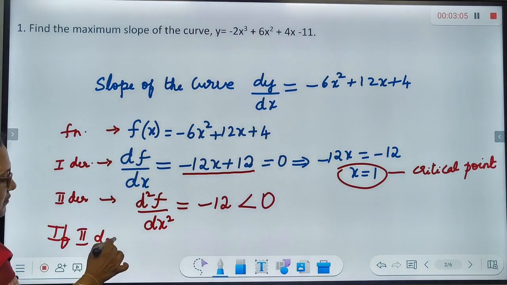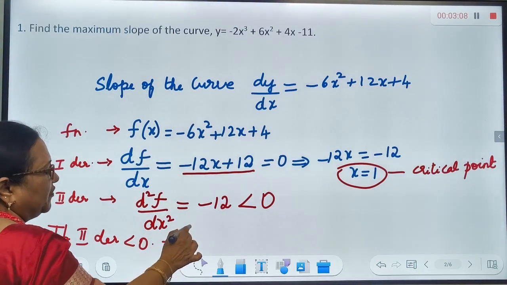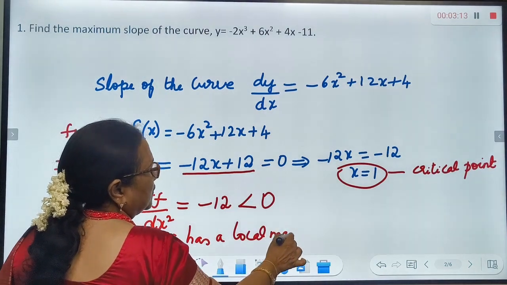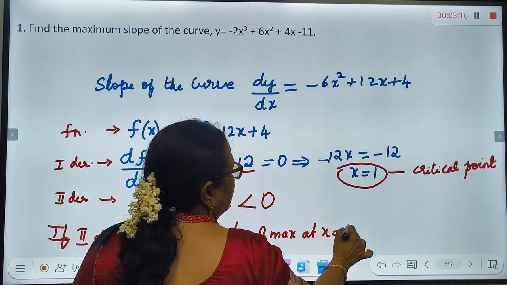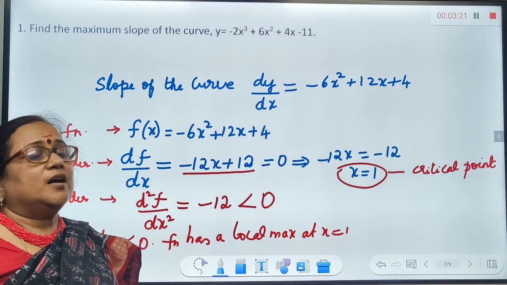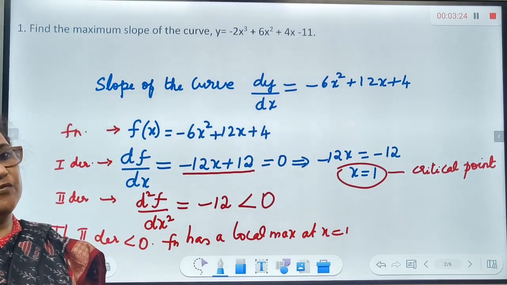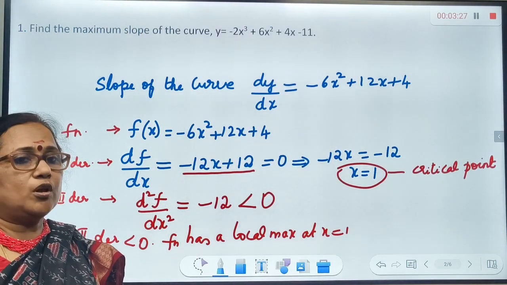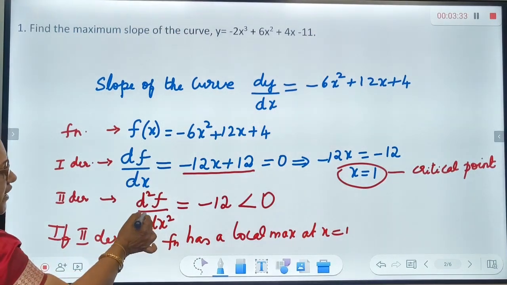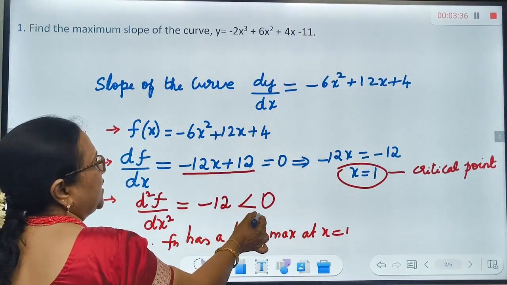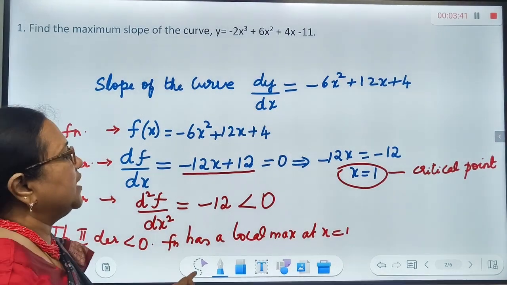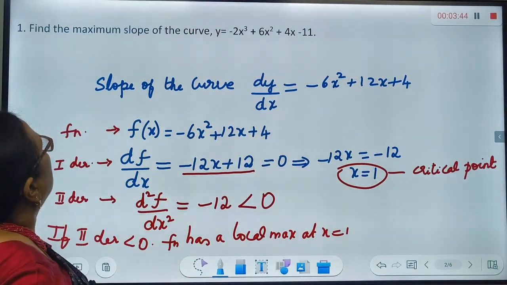If the second derivative is less than 0, the function has a local maximum at x equal to 1. That is the second derivative test. X equal to 1 is the critical point, a point where it could be a local minimum or maximum. So how to find out which? Instead of using the first derivative, I am using the second derivative. I am differentiating it once again. I get minus 12, which is less than 0. If the second derivative is less than 0, then the function has a local maximum at x equal to 1.